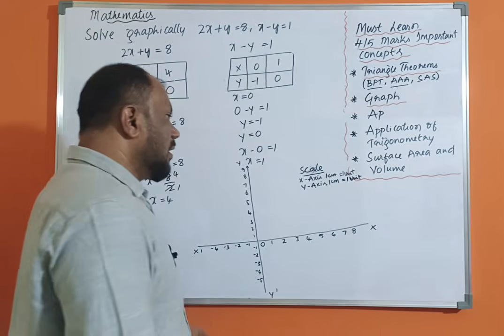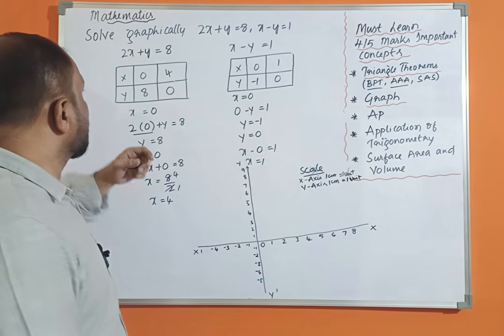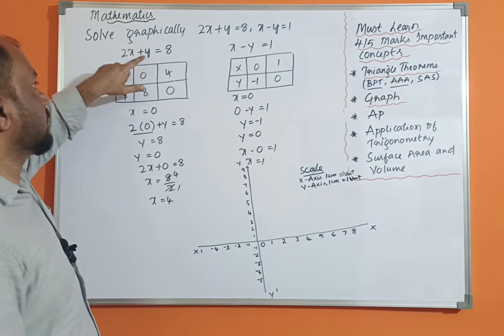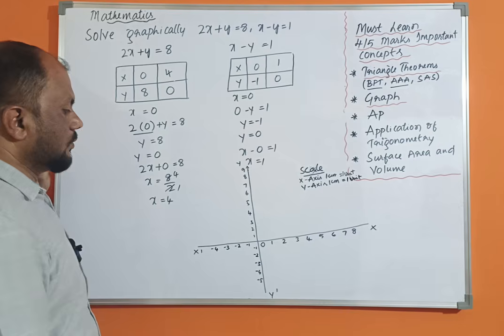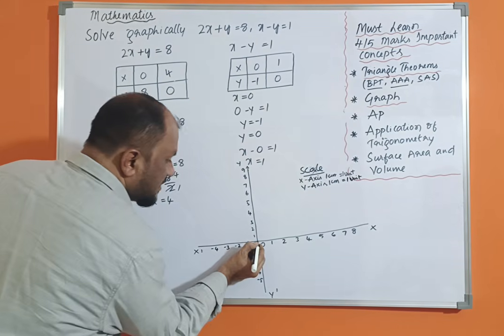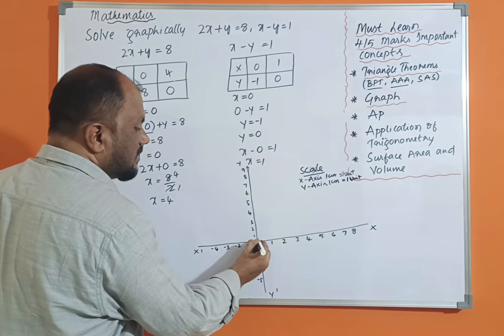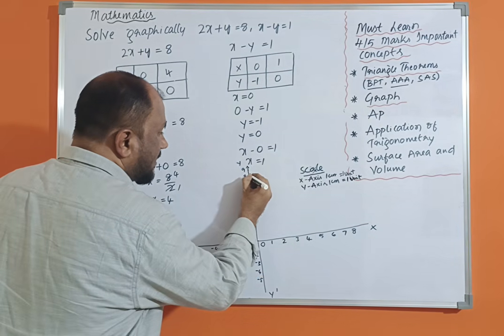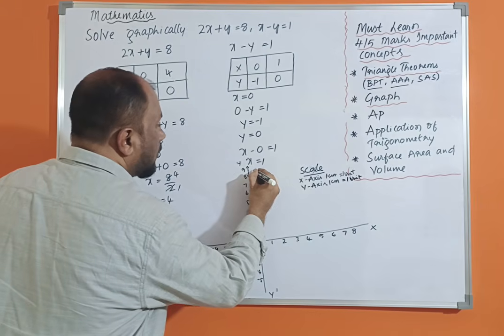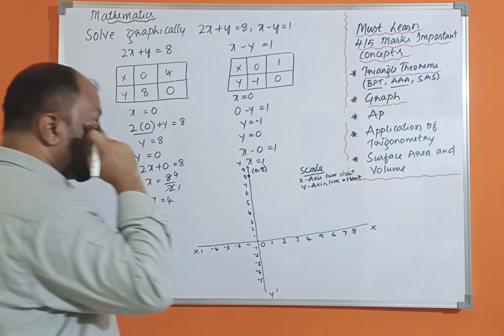Now start marking the given points on the graph. The first one, for 2x plus y is equal to 8: x is equal to 0, y is equal to 8. Go to the 0. This is x is equal to 0, y is equal to 8. Positive y values are upward. So we go to the 8 and mark it, and write the coordinates 0, 8. Then next one.